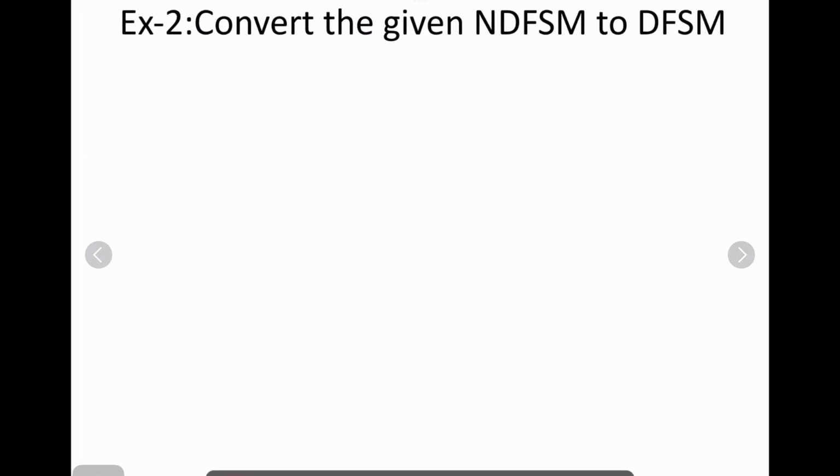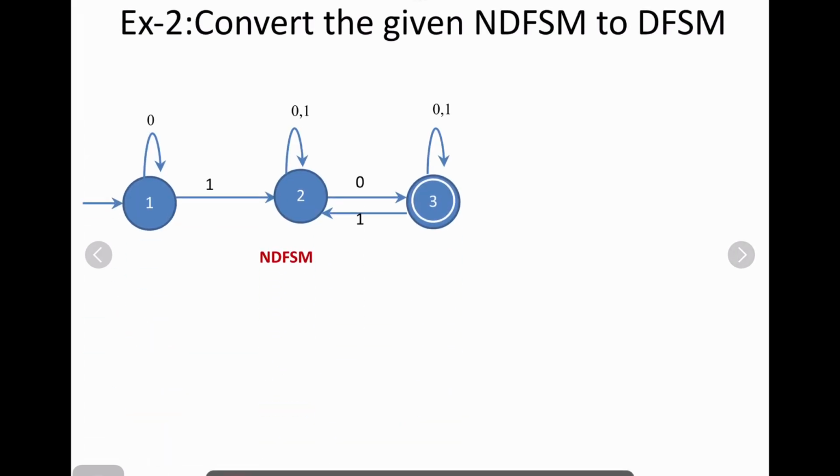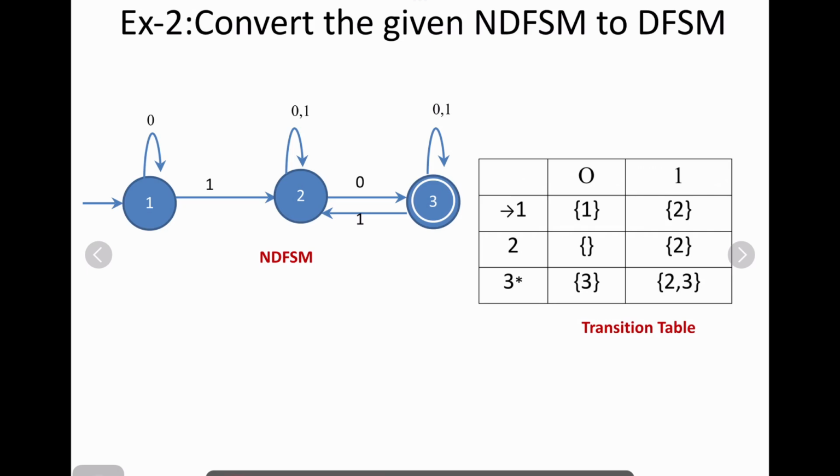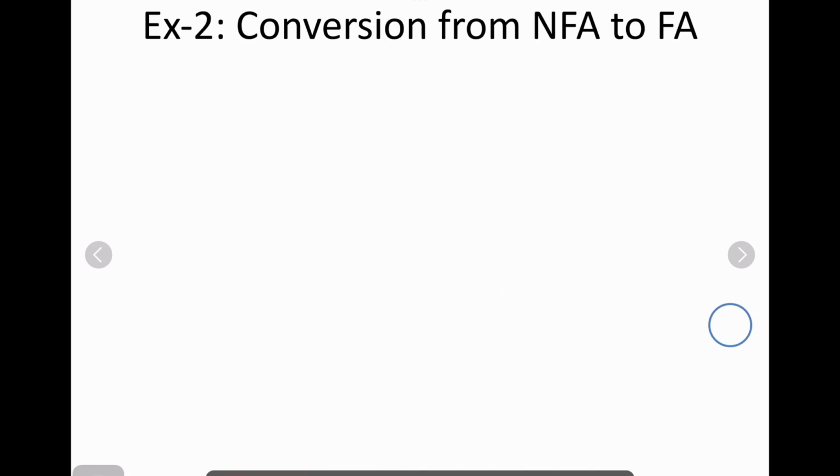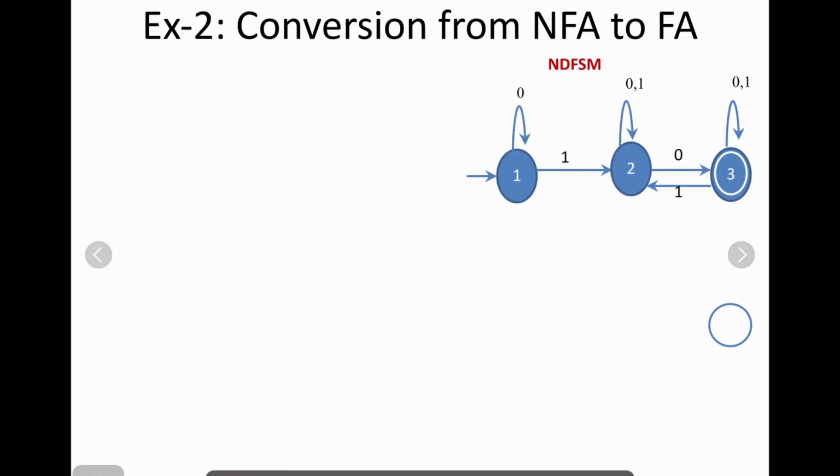Take one more example. Convert the given NDFSM to DFSM. This is a given NDFSM. From that you need to convert into DFA. So both, they have given the transition table as well. You can take any one of it. I'll take this first. I'll take it to the next slide.